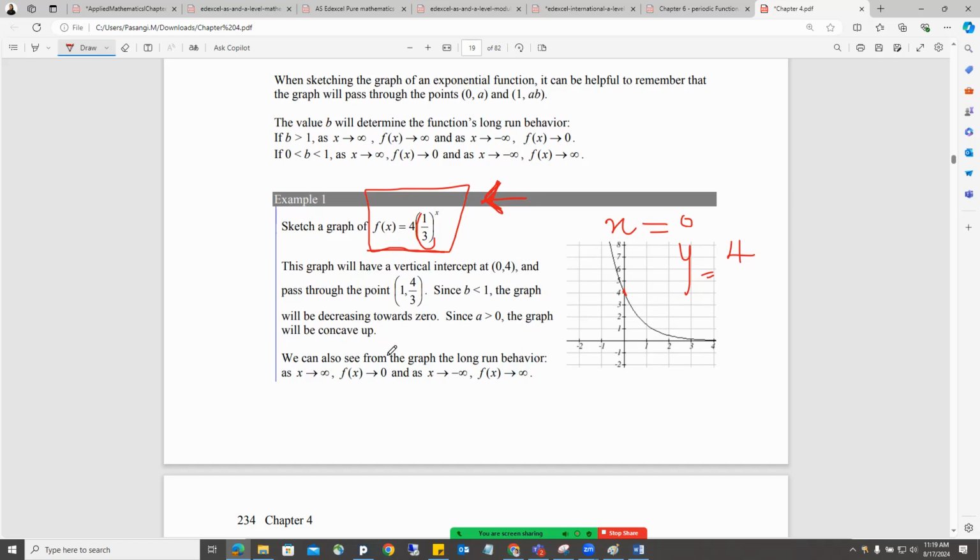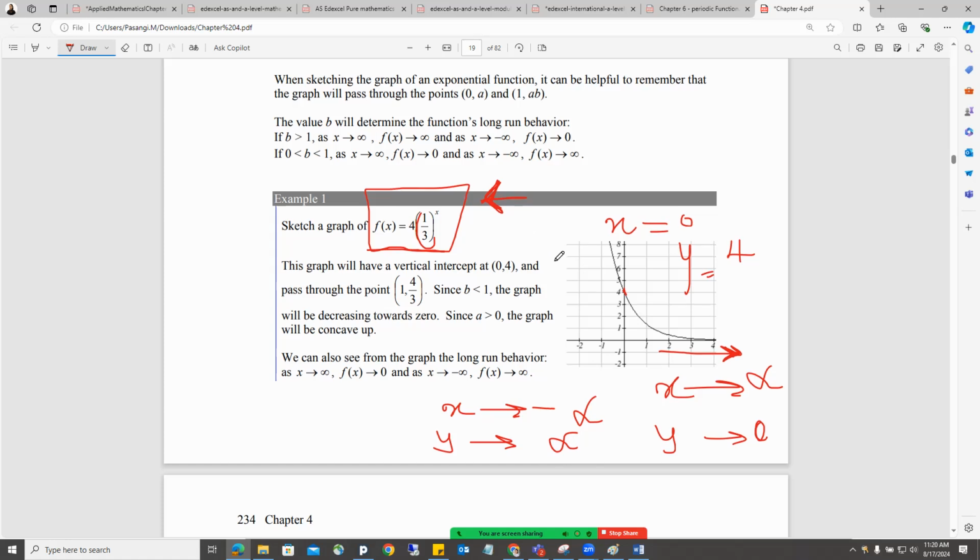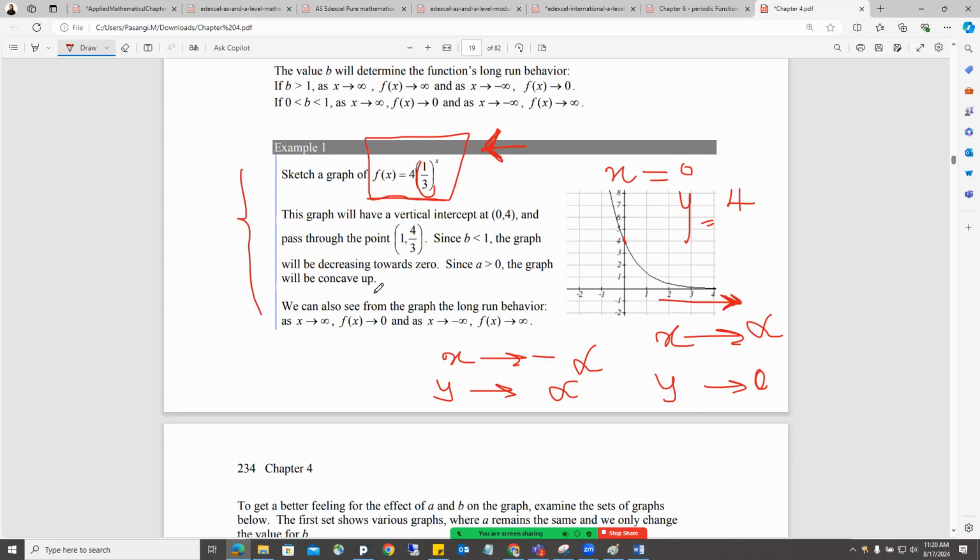So we can also see from the graph the long run behavior. When the x values go to positive infinity, what happens to the y values? The y values are getting much closer to 0. And when the x values are getting closer to negative infinity, what will happen to the y values? The y value is increasing and it will be going up to positive infinity. So that's what they have explained here.